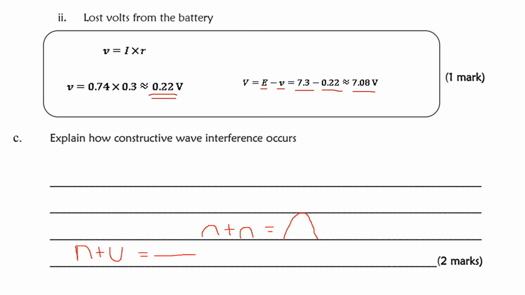Question number 3C, I think. Is it 4 or 3? It's 3 actually. So explain how constructive wave interference occurs.